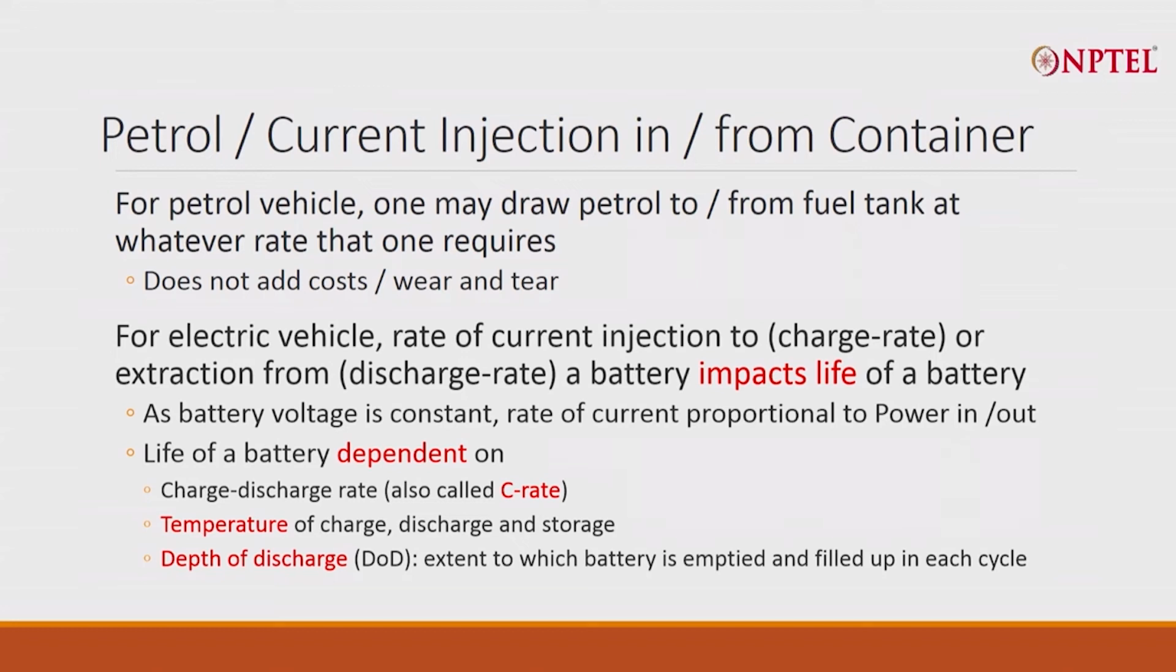As battery voltage is constant, current is proportional to power, so you draw more current, less current, and your battery life will depend on that. In fact, what is called battery life is dependent on charge discharge rate, or what is called C rate. We will define this C rate more. It also depends on the temperature.